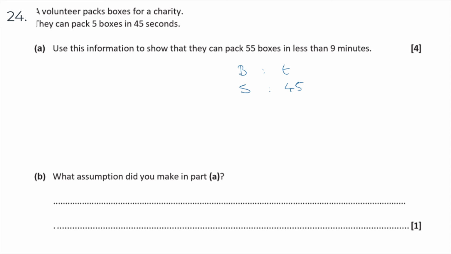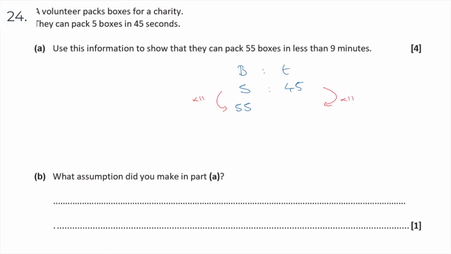Okay, so what do we want? We want 55 boxes. So 55 boxes is times through by 11. If I'm going to times through by 11 that side, I need to times through by 11 over here as well. So what's 45 times 11?